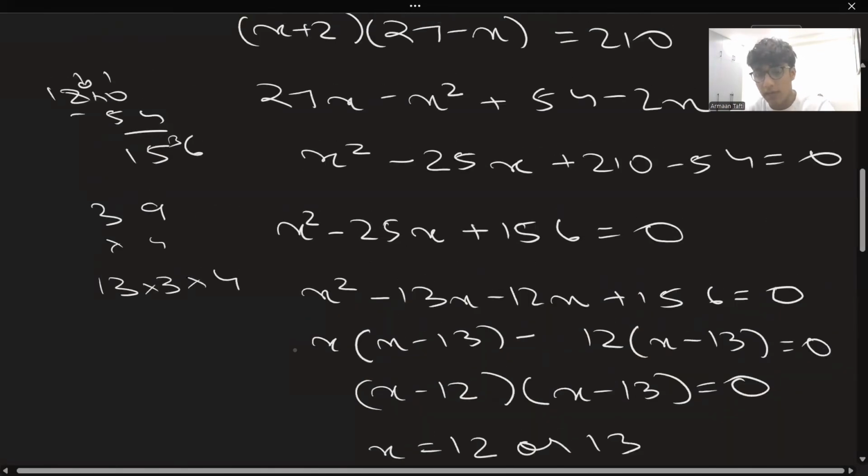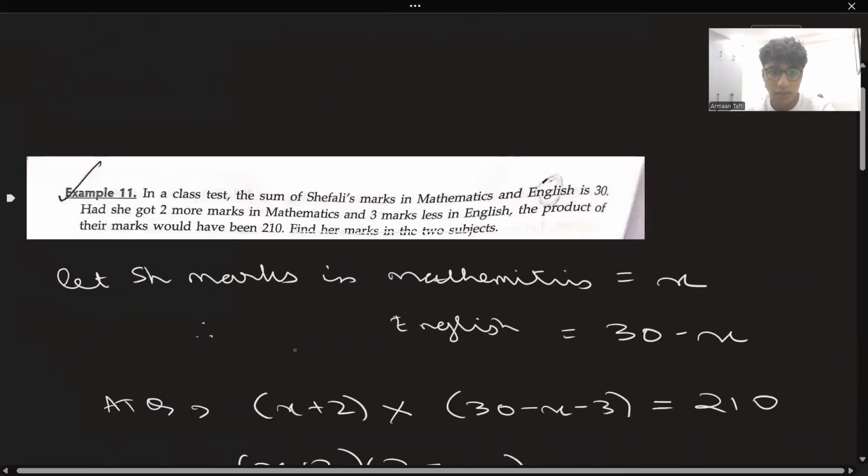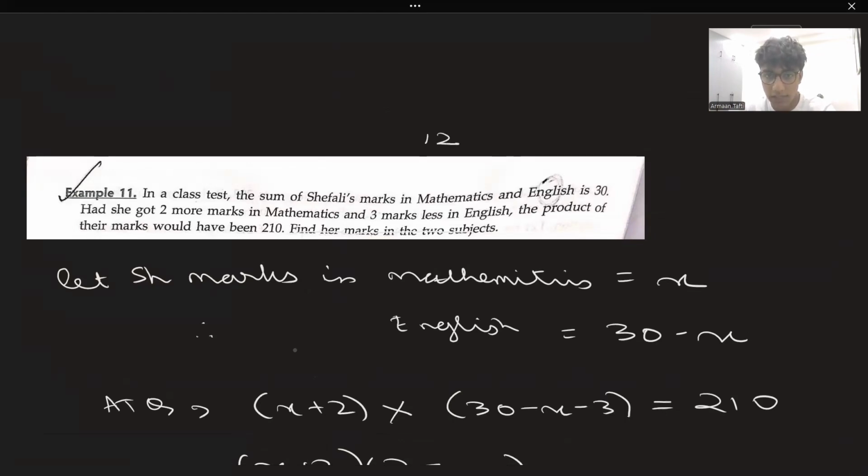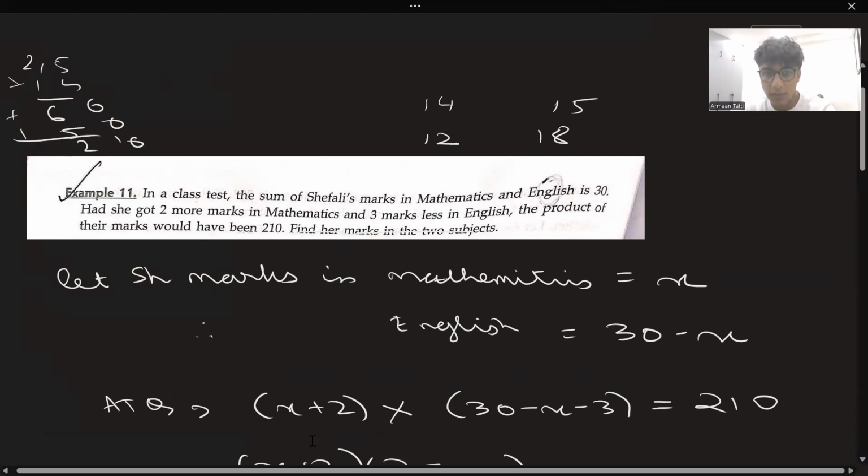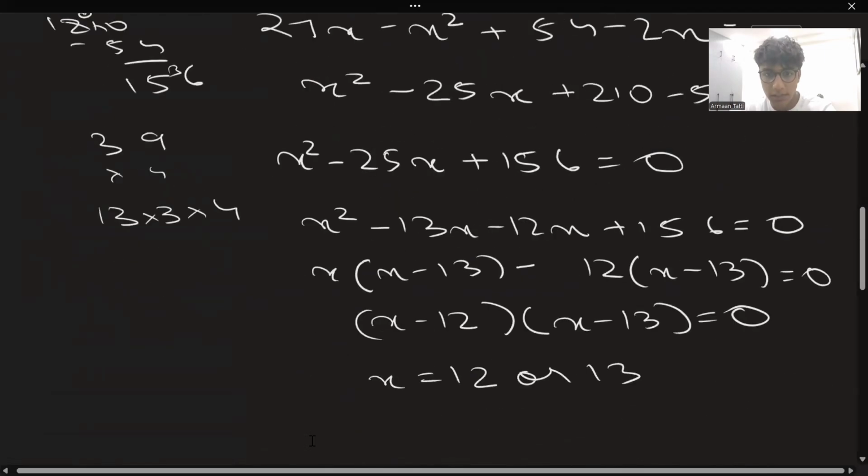Let's just verify if our calculations are correct. So what have they told us? If our marks in mathematics is 12, marks in English should be 30 minus 12, which is 18. If I add 2 marks in mathematics, they become 14. I subtract 3 marks in English, they become 15. And 14 times 15 is 210. Exactly.